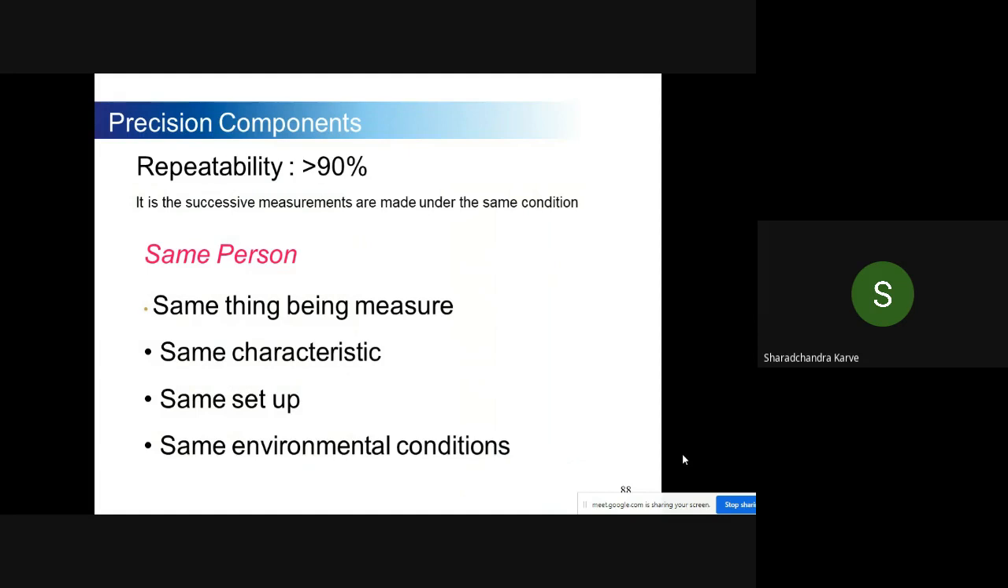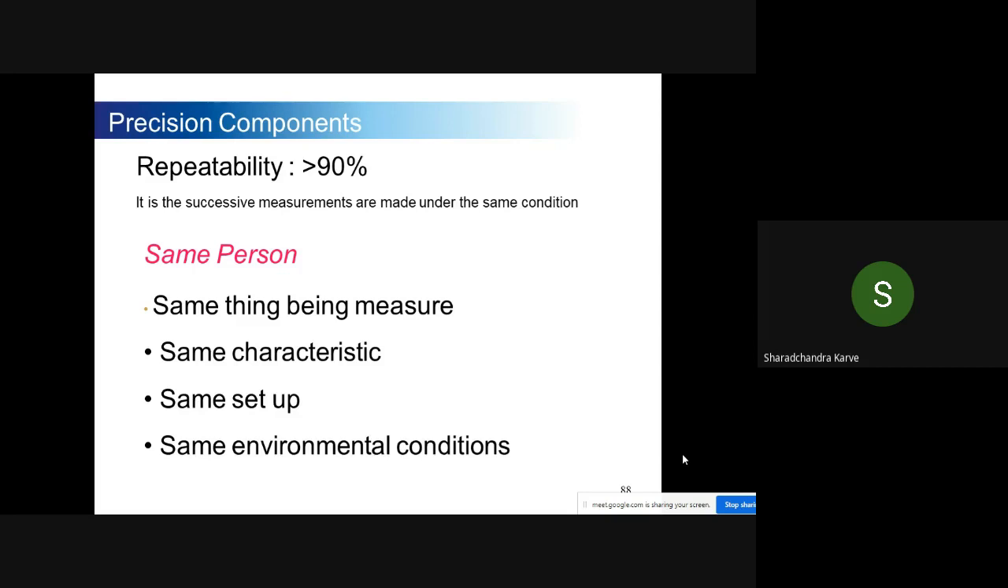And then there are two aspects in precision which are called repeatability and reproducibility. So like I said, if you give a blood sample for a measurement of sugar, the same person, same thing being measured, same character, same setup, same environmental condition, he gives you another reading. Now suppose he says the first time when I did my analysis it was 120, and the second time when I did my analysis it was 122. So it cannot be perfect. It cannot be the same. So there is a difference of 2.